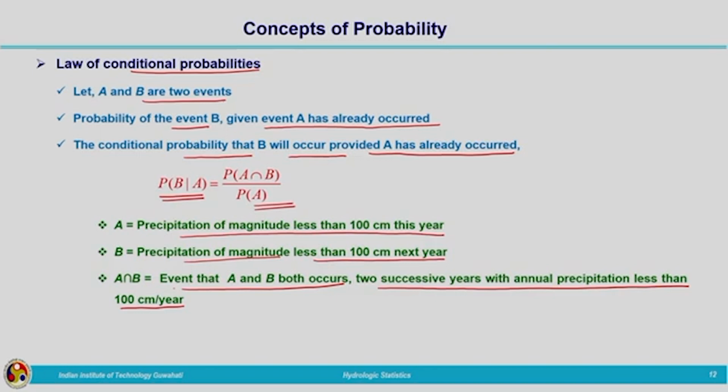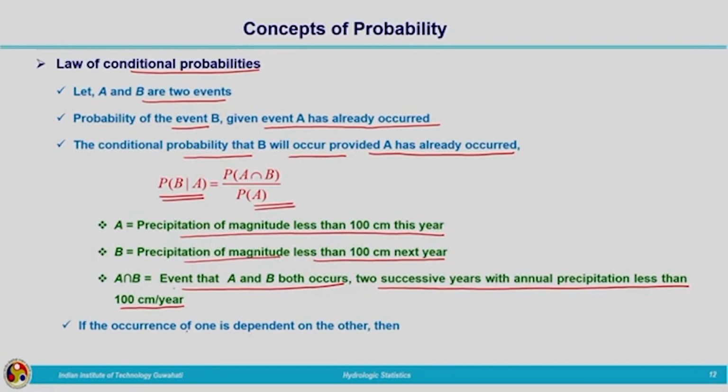P(B given A), that is, A has already occurred. The precipitation of magnitude less than 100 centimeter has already occurred this year. What is the probability of occurrence of a precipitation next year which is less than 100 centimeter in the coming year? This year, what is the value that has already occurred? Given that, what will be the probability for the other event to occur in the next year?